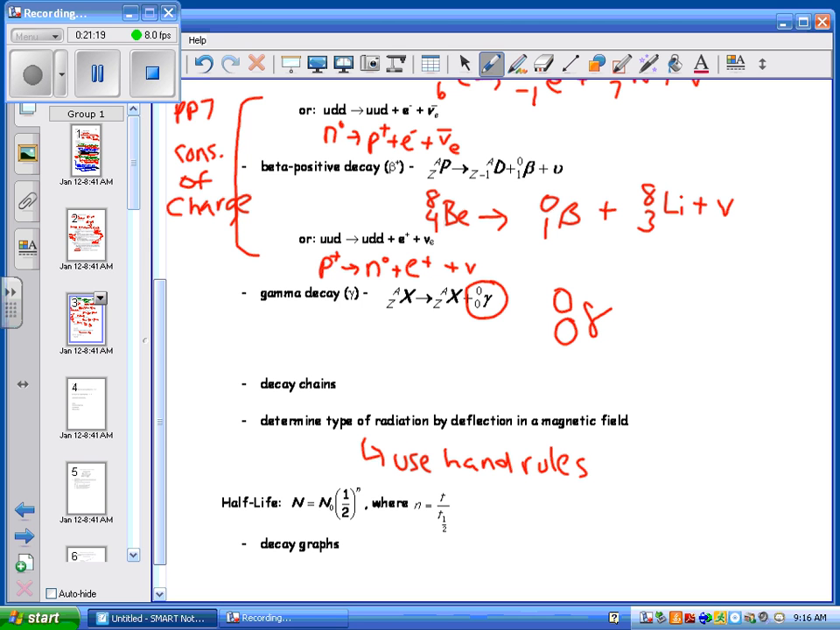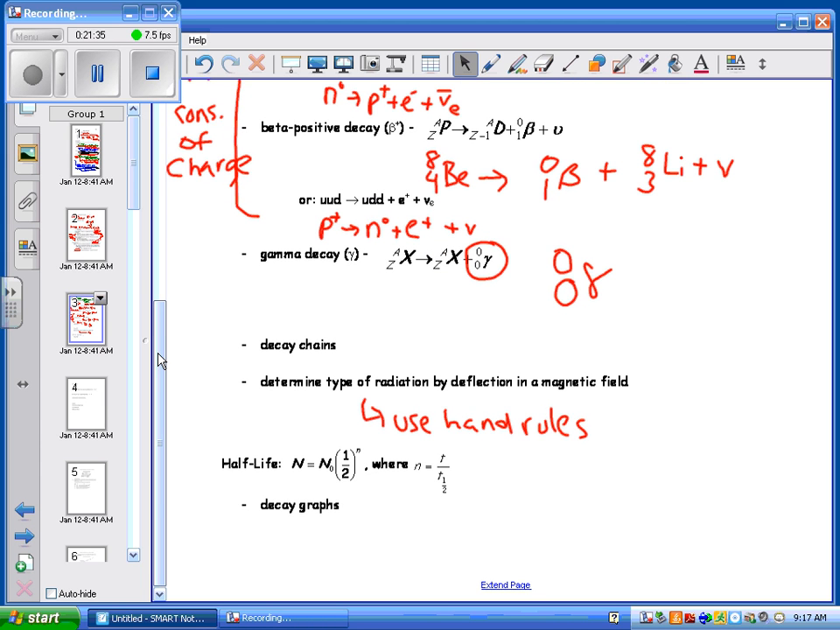And you want to be careful. A couple people on the quiz had a beta negative and alpha going the same way. So you had a negative particle and a positive particle deflecting the same way, which can't happen, right? You need to have all your positive deflecting one way and your negative deflecting the other way.